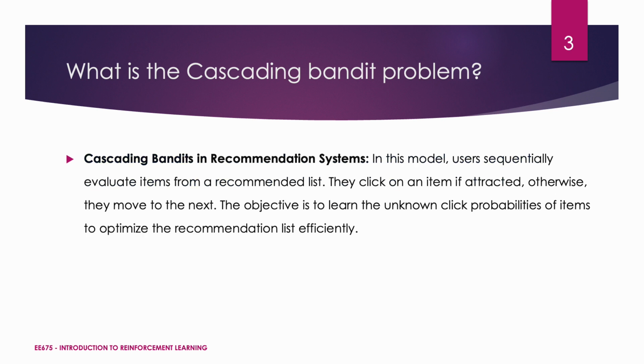Now let us talk about the use case of cascading bandits. Now we can find the application of cascading bandits in the area of recommendation systems, where users evaluate items one by one, clicking on those they find attractive and moving to the next if they are not interested. So the primary goal here is to learn the click probabilities of items over time to enhance the efficacy of the recommendation list.